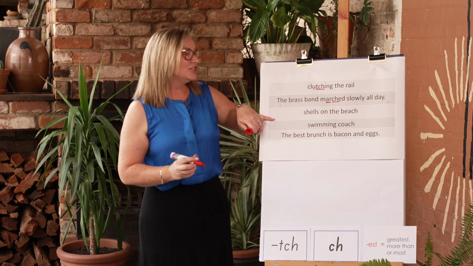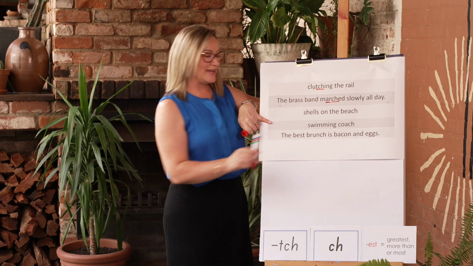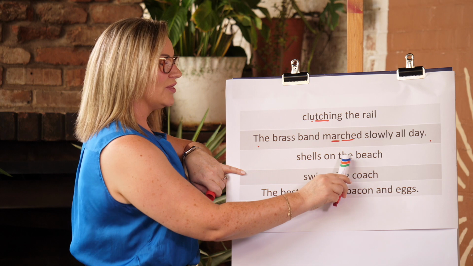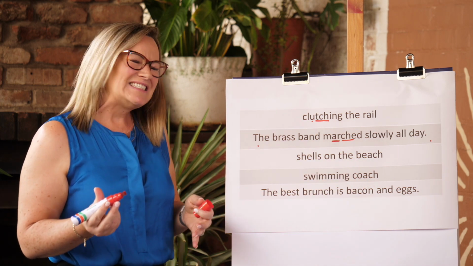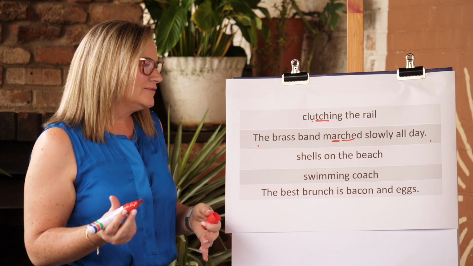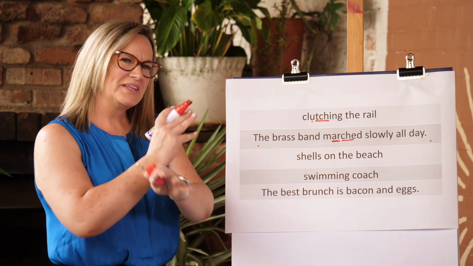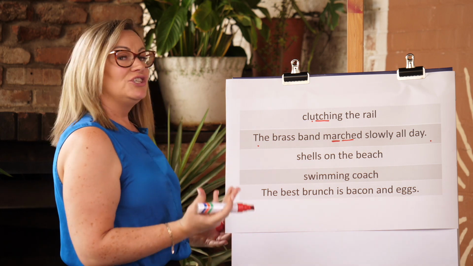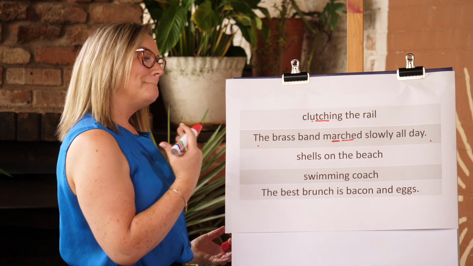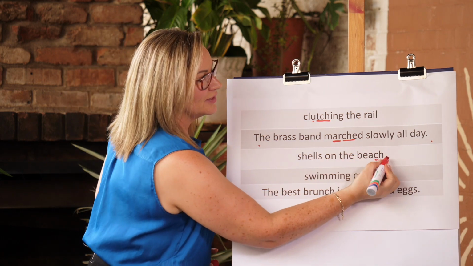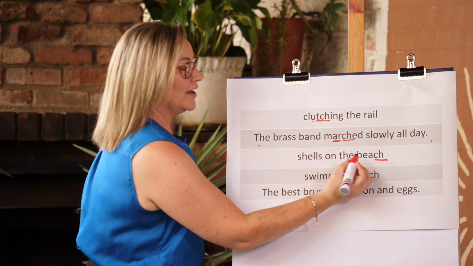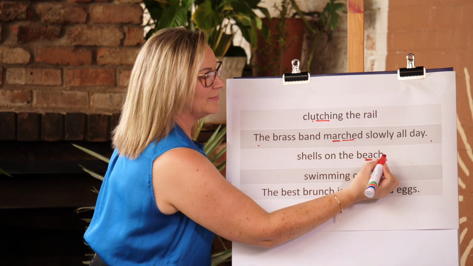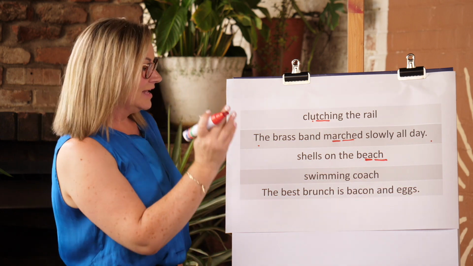Next, shells on the beach. Read with me. Shells on the beach. Is there a verb in there? Nope. Full sentence? Nope. It's a fragment. Ch, phoneme grapheme, beach. What are we looking at? We're coming back and looking what's directly before it. We have a vowel team, CH spelling.